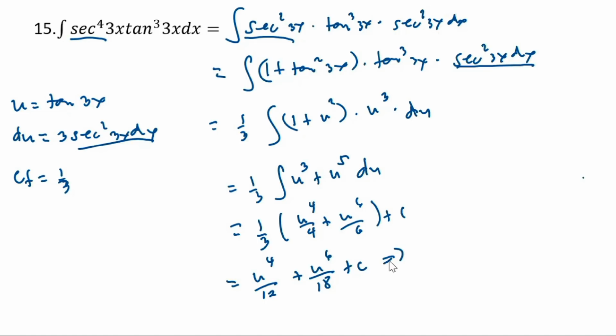So therefore, the final answer will give us tangent to the power of 4 of 3x over 12 plus tangent to the power of 6 of 3x over 18 plus a constant. Okay, so that's now the answer.